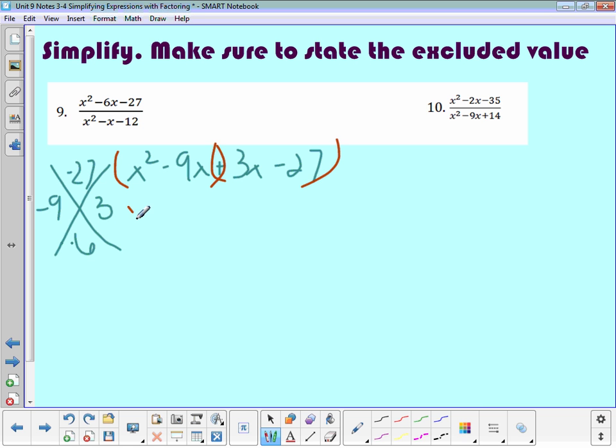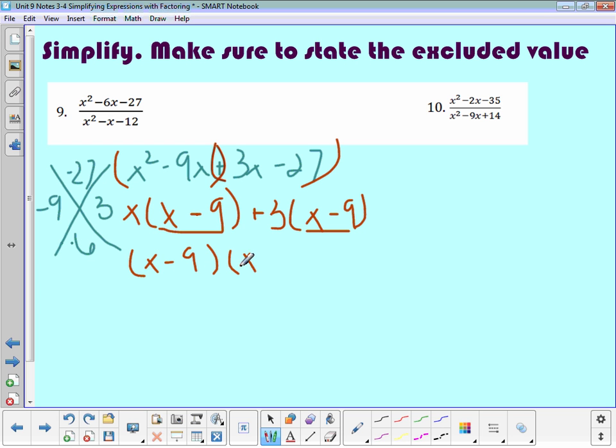Between x squared and 9x, you can take out an x, and you're left with x minus 9. Between 3 and 27, you can take out a 3, and you're left with x minus 9. So if you check, my leftovers are matching, so I can factor those out. And then I'm going to write what's left after that.